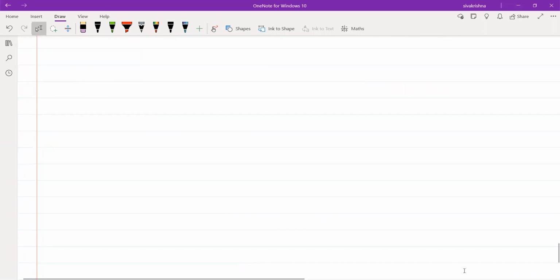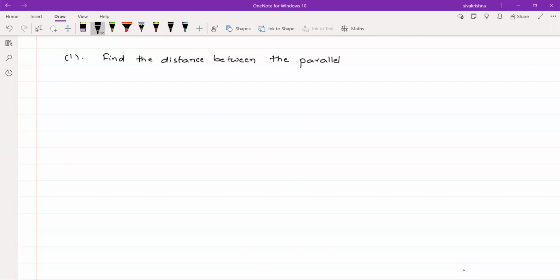So coming to the first problem, find the distance between the parallel planes 2x minus 3y minus 6z minus 21 is equal to 0, and 2x minus 3y minus 6z plus 14 is equal to 0.